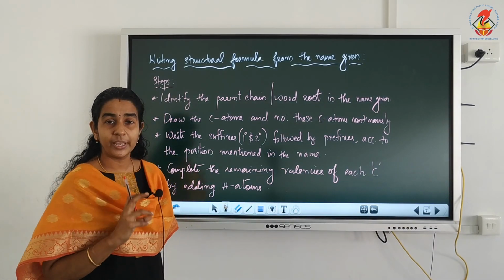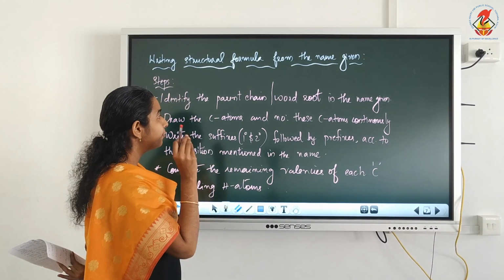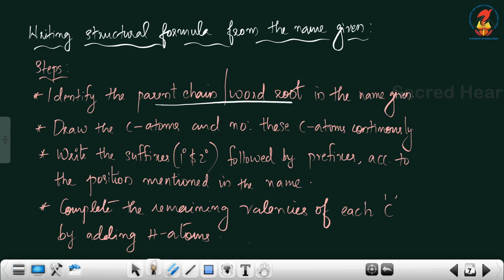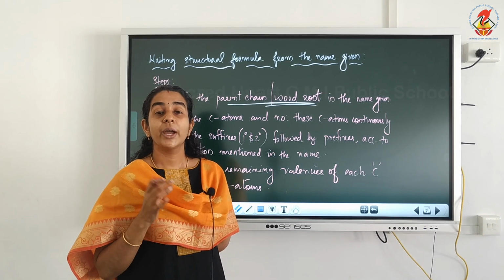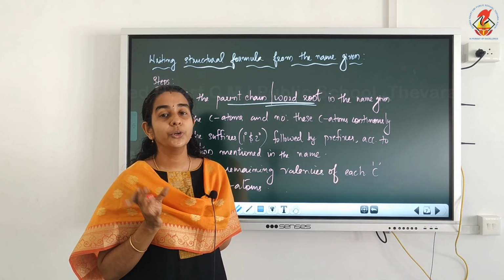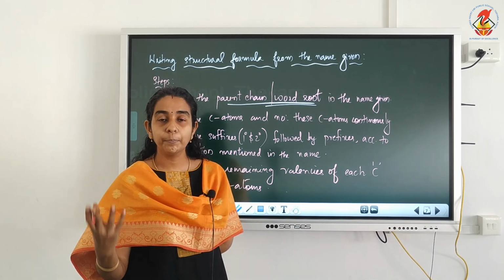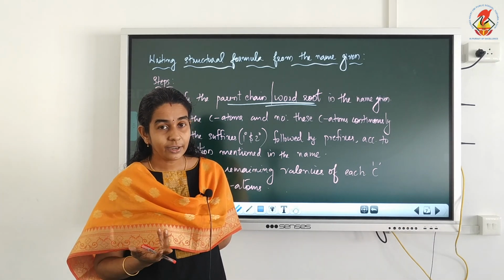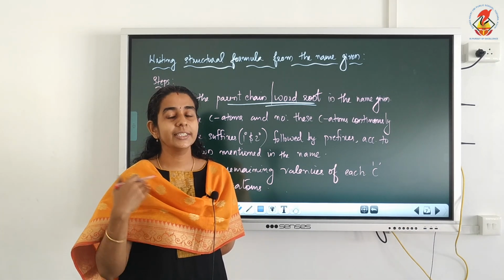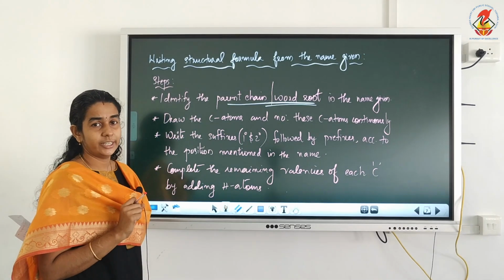When we get the name of an organic compound, the first thing is to identify the parent chain or the word root from the name. Word root means it is from the parent chain, isn't it? So identify the word root from the name given. For example, meth, eth, prop, but, hex. Or if it is an alicyclic compound, it will be cyclopent, cyclohex. So identify the word root, and that will be the parent chain.